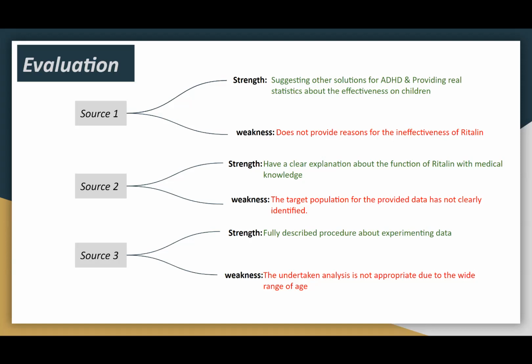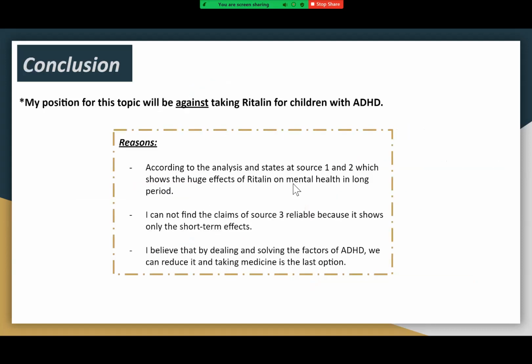And about the last source, source three has a fully described and graded procedure about experimenting, data and analysis. However, the undertaken analysis is not appropriate due to the wide range of ages, and it's not specific about the children. To conclude, my position for this topic will be against taking Ritalin for children with ADHD.